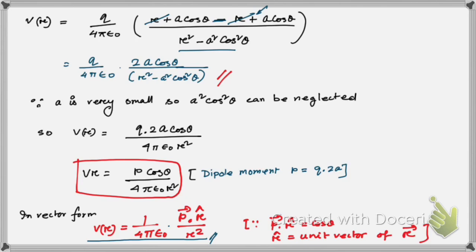Now you see A is very small, so A square cos square theta can be neglected. This part is neglected because A is very, very small. So hope you have understood this.